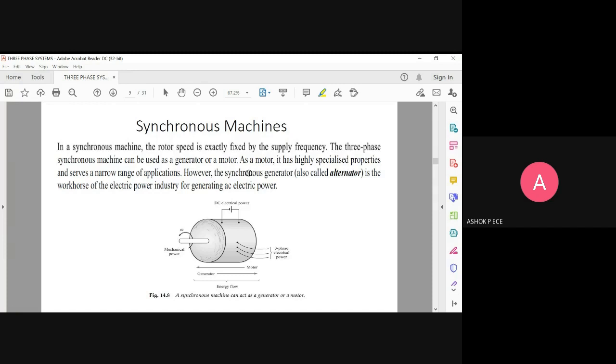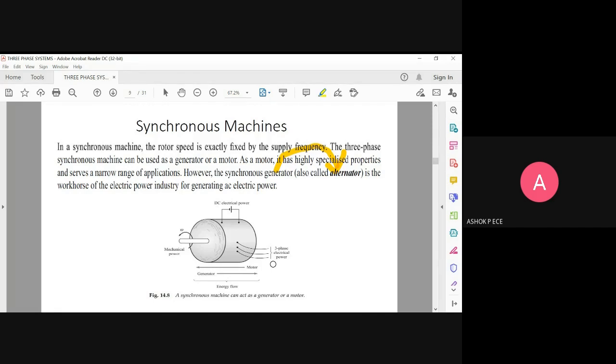And a synchronous generator is going to generate electric power, and generators are also called by another name, alternators. So whenever you see the term alternator coming into picture, it is going to be the synchronous generator. So see here, you are going to give a DC electrical power, and you are going to give a three-phase electrical power, and it is going to cause mechanical rotation. So if the flow is this side, it is generator. If the flow is this side, it is going to be motor.